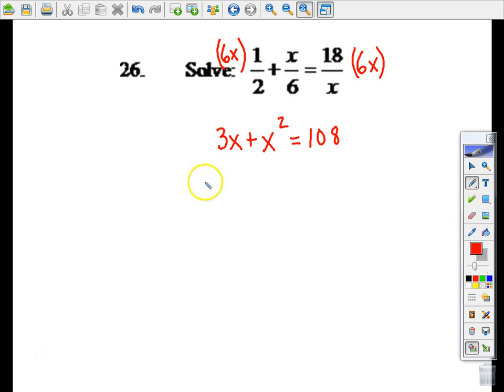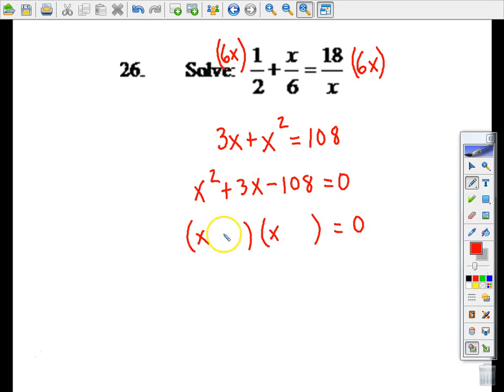I need to make this equal 0, and I'm going to do that by bringing 108 to the left side using subtraction. And I recognize that this does factor because there are factors of negative 108 that add up to positive 3, and that would be positive 12 and negative 9. So getting the factoring makes it easy to solve. My two solutions are x is negative 12, x is positive 9.